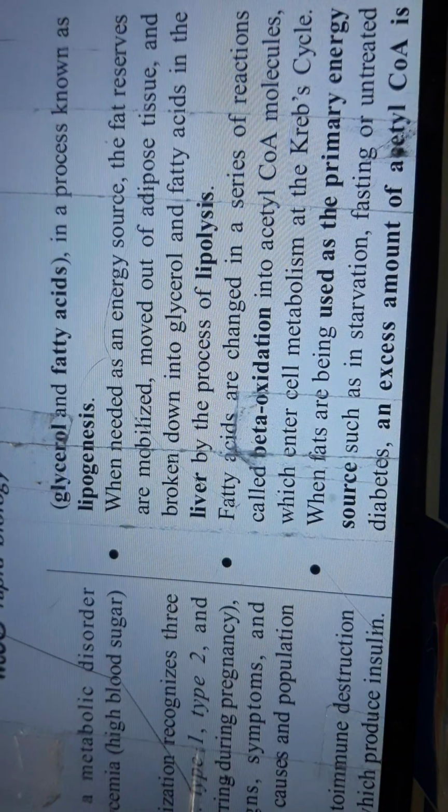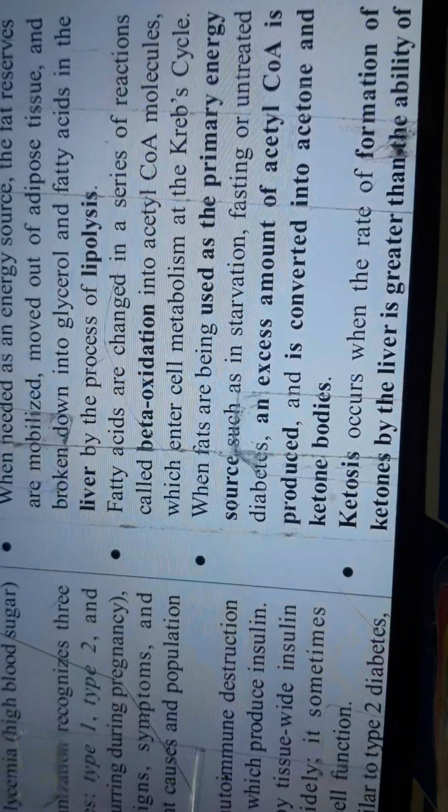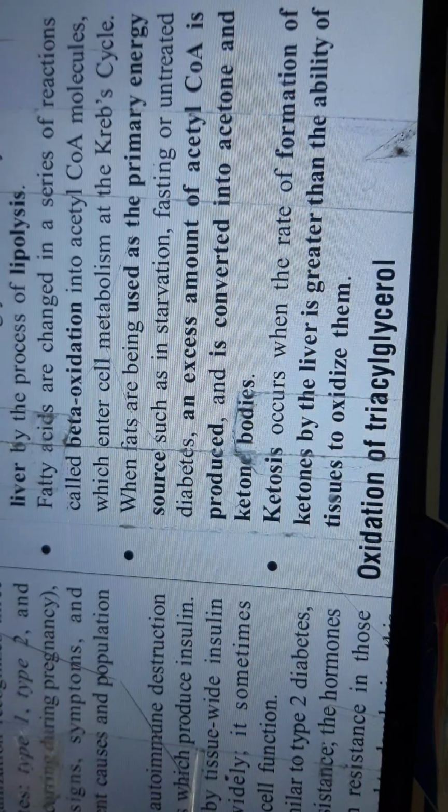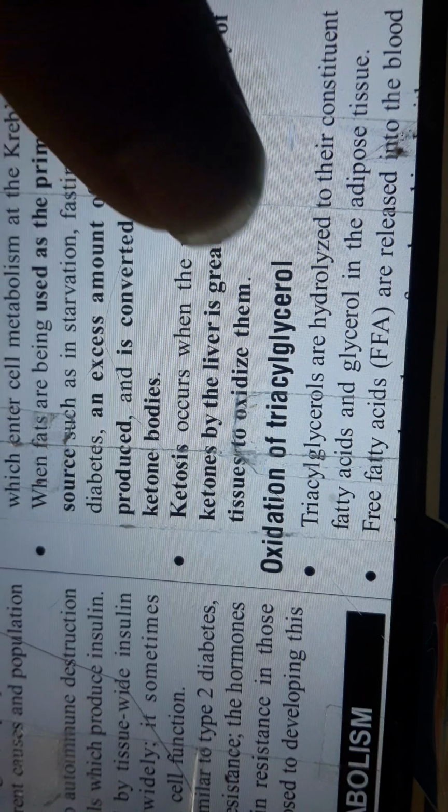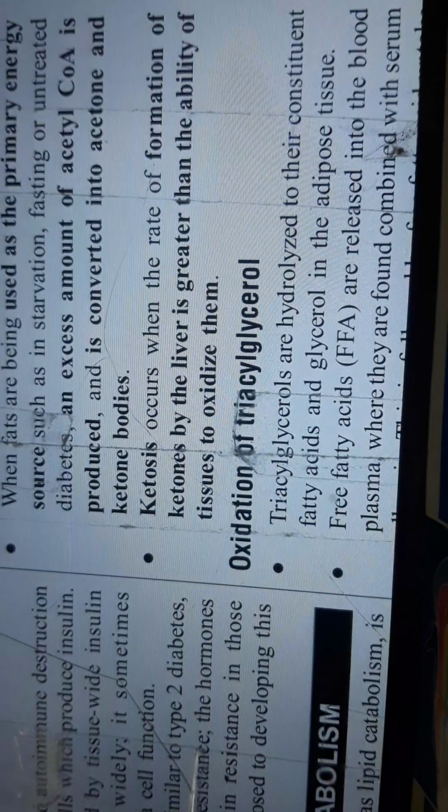When needed as an energy source, the fat reserves are mobilized, moved out of adipose tissue, and broken down into glycerol and fatty acids in the liver by the process of lipolysis. Fatty acids are changed in a series of reactions called beta oxidation into acetyl-CoA molecules, which enter cell metabolism in the Krebs cycle. When fats are being used as the primary energy source, such as in starvation, fasting, or untreated diabetes, an excessive amount of acetyl-CoA is produced and is converted into acetone and ketone bodies.